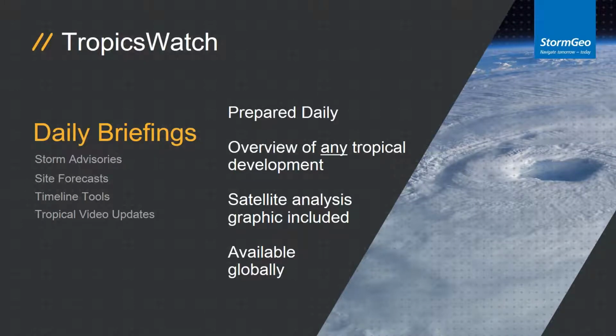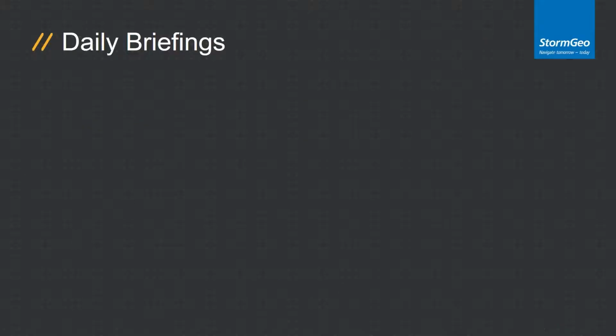We also prepare these for other basins around the world. So even when it's not the tropical season in the Atlantic, we often have activity in the West Pacific, South Pacific, Northwest Australia, and so on. The daily briefing is a daily product that is available on the web portal and is also emailed to our customers, and it provides an overview of any tropical development and a satellite analysis, and like I said, is available globally.